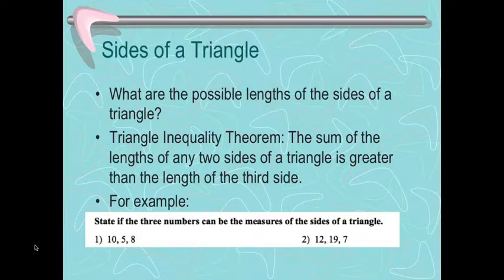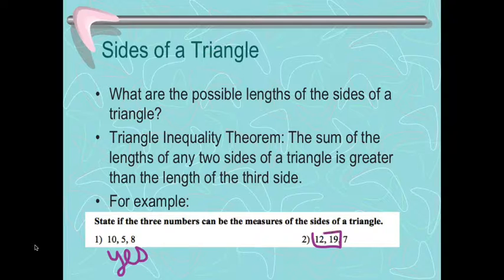We've done that one. Our last, what have we not added together yet? The 10 and the 8. We add 10 and 8. Is it greater than 5? Yes. So we got yeses on all three. So if you had a length of 10 inches and 5 inches and 8 inches, it would make a triangle. It says state if the three numbers can be the measures of the sides of a triangle. Yes. Let's look at the next one.